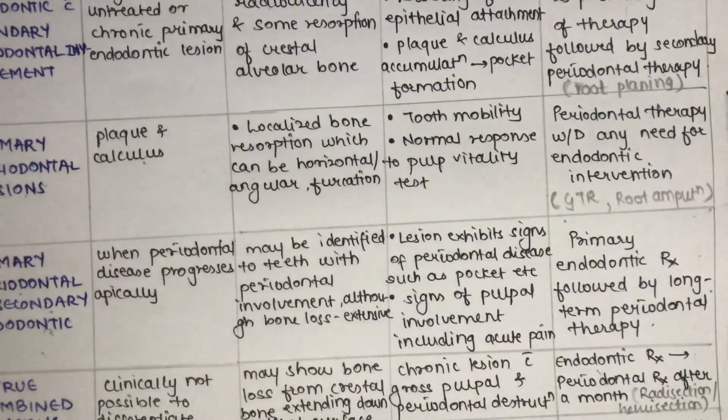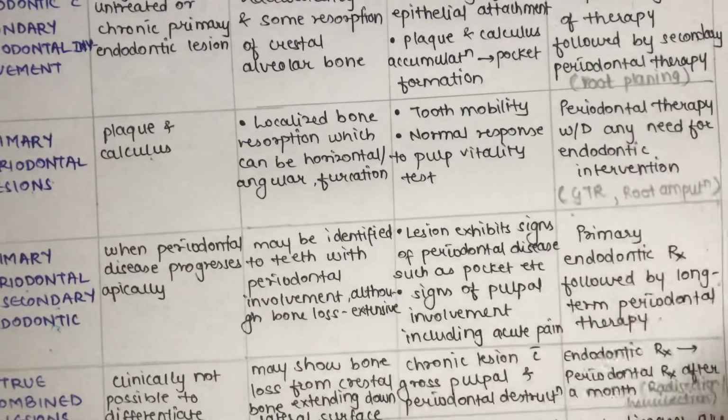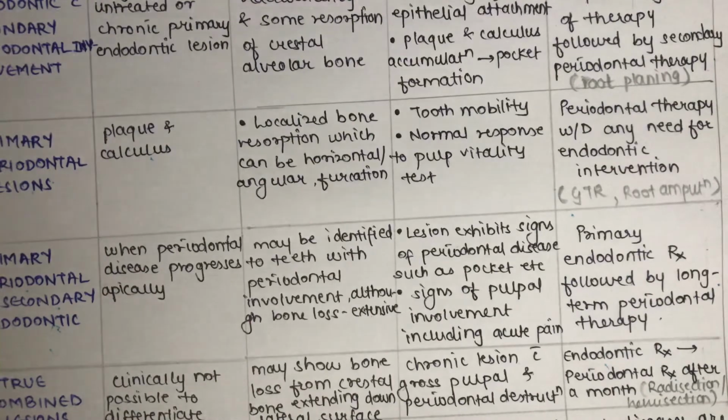Now, as I said, why are we doing the endodontic treatment first irrespective of what the lesion is? In the primary periodontal lesion, you just go for the periodontal therapy, whereas in the other five you go for the endodontic treatment first. It is recommended that endodontic treatment should precede periodontal therapy regardless of the cause of the disease. For accurate diagnosis and treatment planning, the clinician should be able to differentiate between the endodontic and periodontal lesion. We have seen the differences between them. So why are the endodontic lesions treated first?